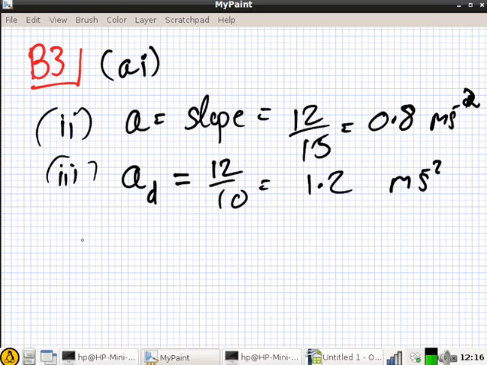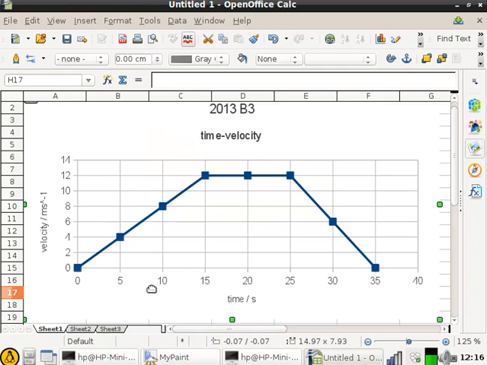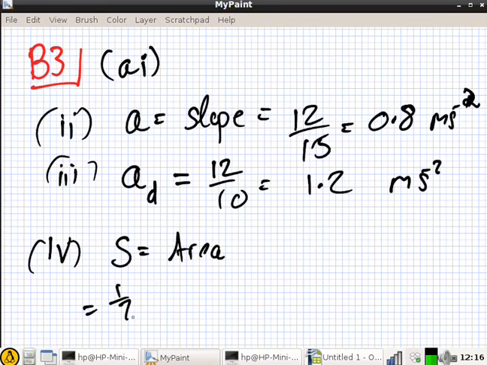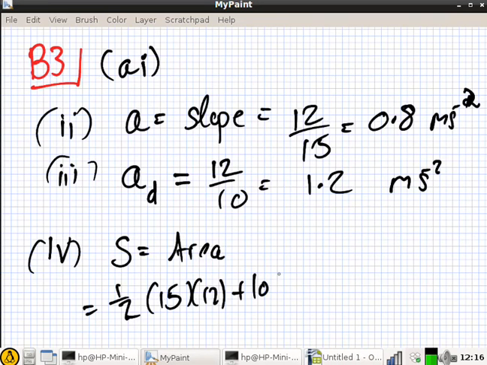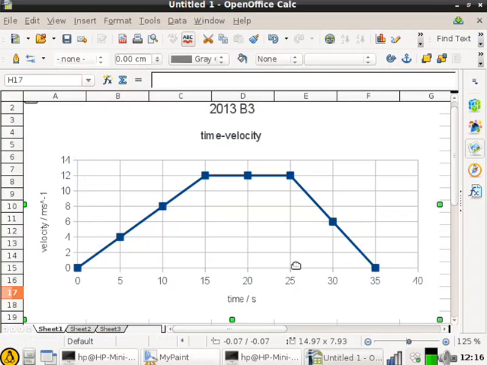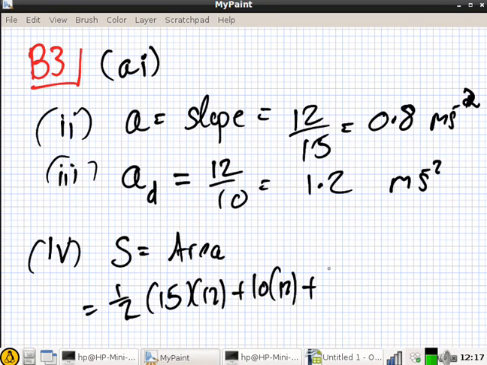Now what's next? Part 4 is the distance, which is the area, which is a half 15 by 12, plus 10 by 12, plus a half 10 by 12. All right. 270. Right.